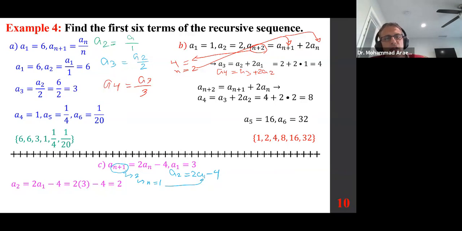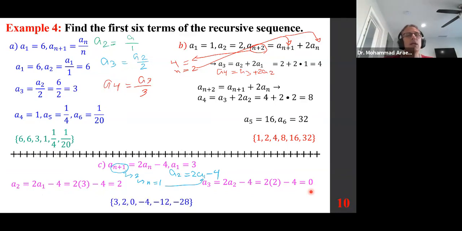And what is a sub 3? Now a sub 3, if you change this number to 3, you change this number to 2. That's all. So a sub 3 is 2 a sub 2 minus 4. Ends up being 0. And you can do the rest of them. As long as you start with the formulas, class, you can do them all. It shouldn't be a big deal at all. I hope everybody's comfortable with that.